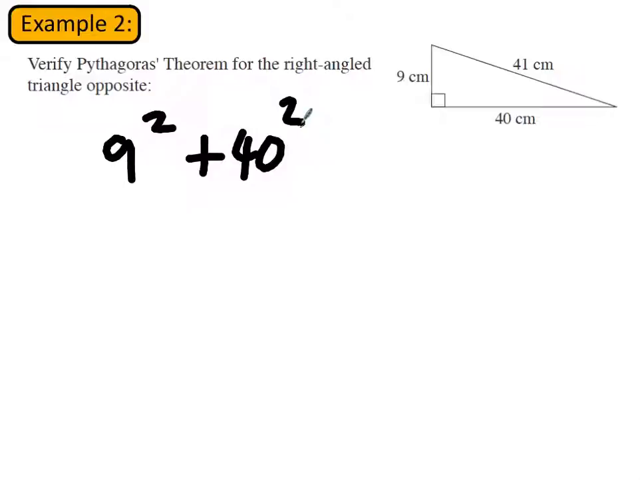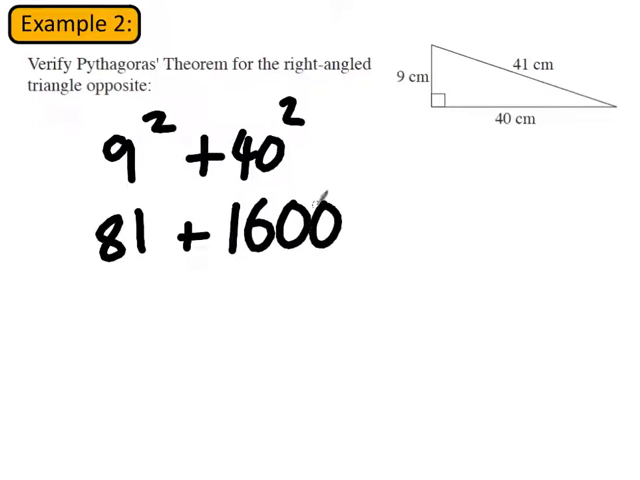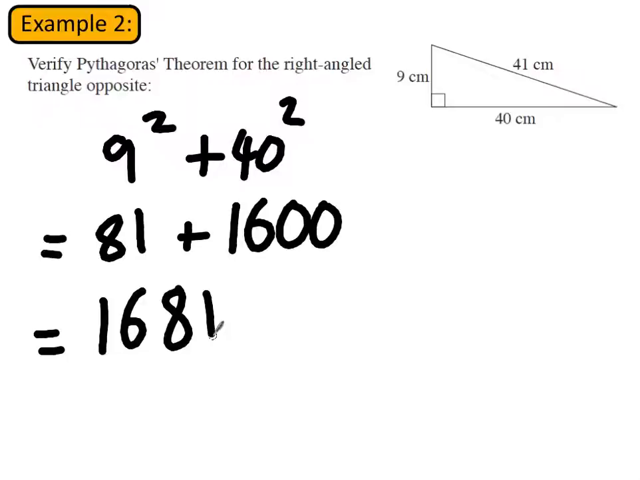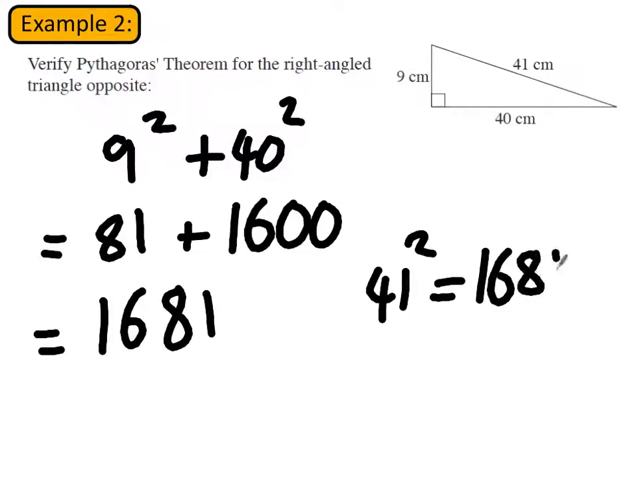Well, 9 squared is 81. 40 squared is 1,600. So if I add them together, of course, I'm going to get 1,681. All we need to do now is check what is 41 squared. I do hope it is 1,681. So 41 squared, and you can do it on your calculator. Yep, absolutely, it is 1,681. So Pythagoras' theorem holds, and this tells us that this is indeed a right-angled triangle.